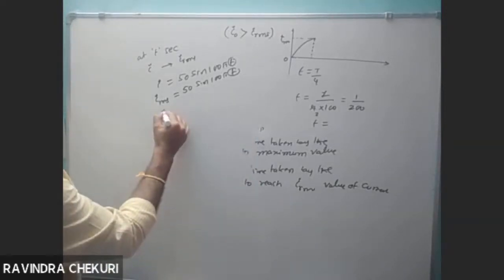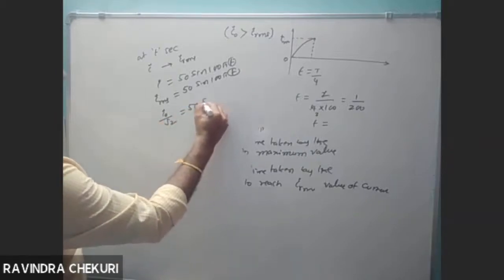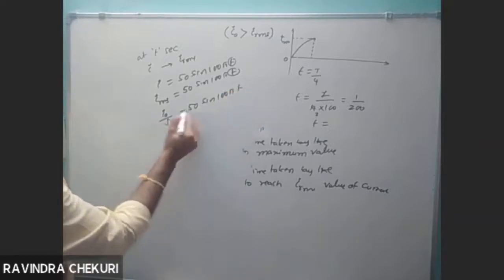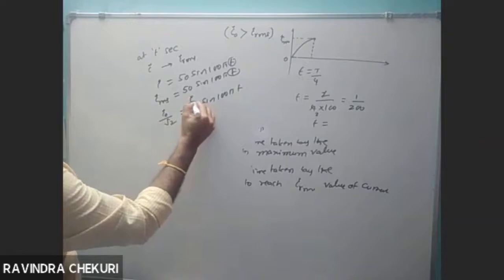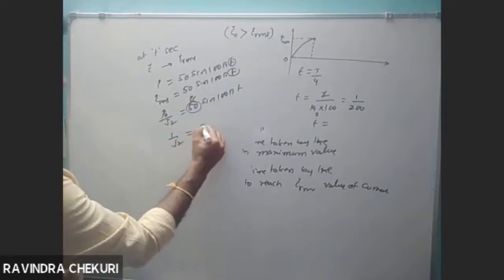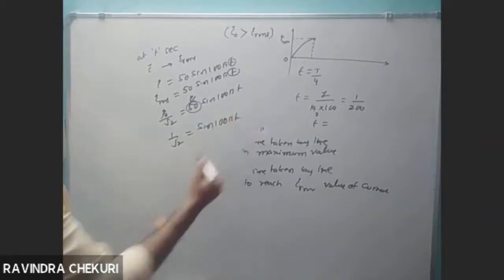I is equal to I naught by root 2, so 50 into sine of 100 pi t. What is I naught? Peak value of current. So this is 50, this is I naught actually. I by I naught, 1 by root 2, is equal to sine of 100 pi t.